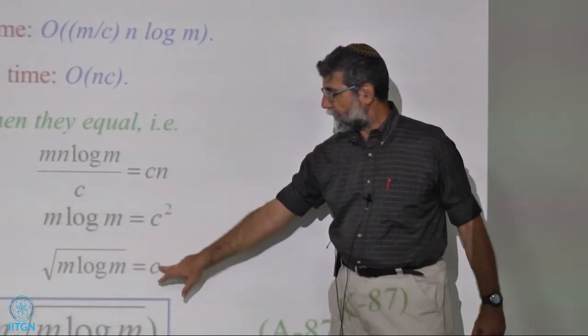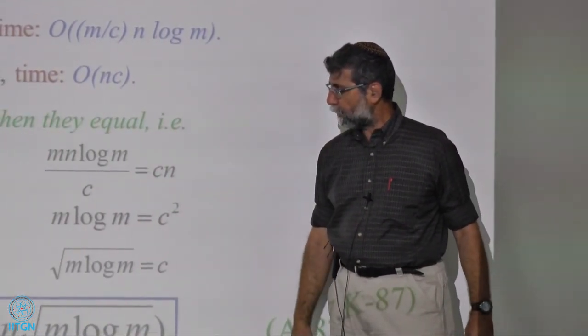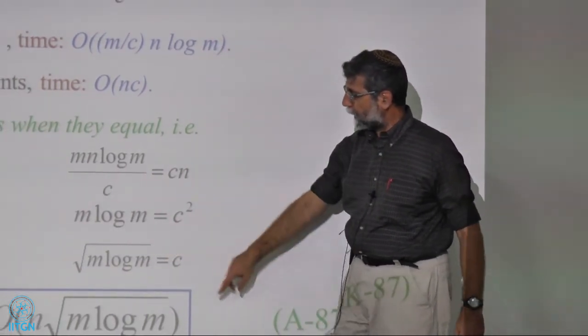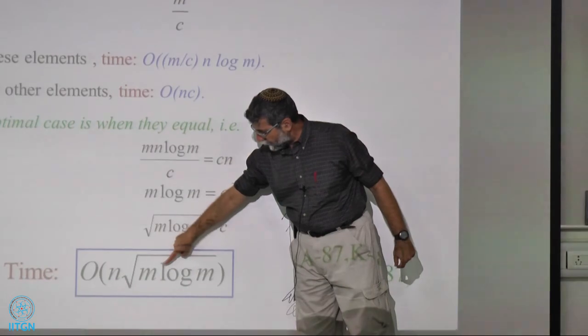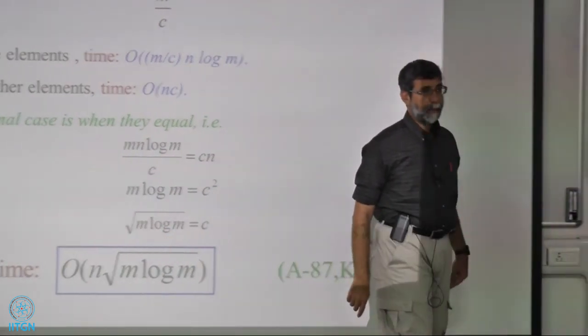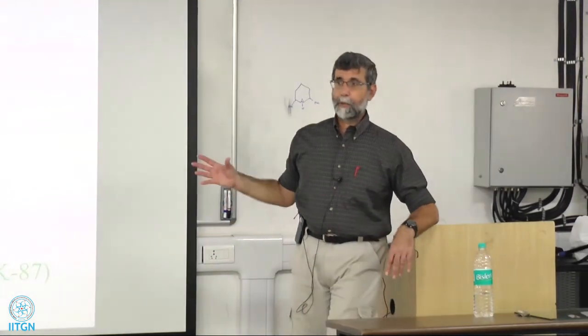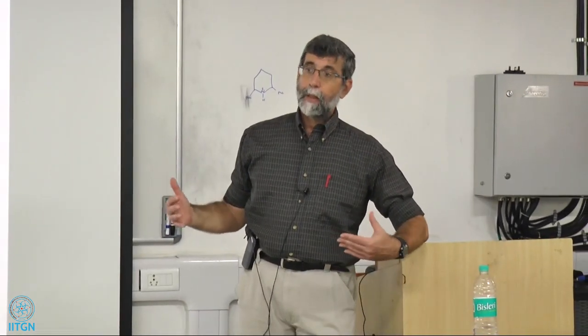And if that's the case, then c is equal to square root of m log m, which means that these are equal. If c is equal to square root of m log m, then your time is O of n times the square root of m log m. And that's the best threshold, the best you can do by the current knowledge.